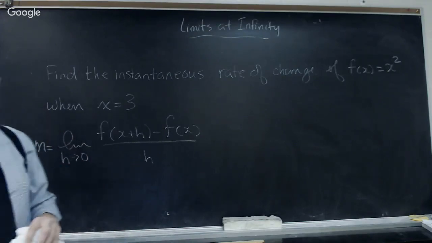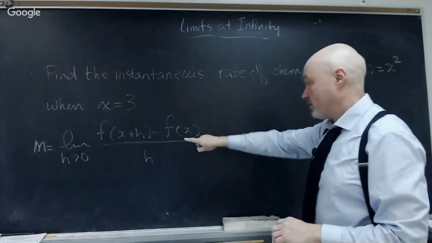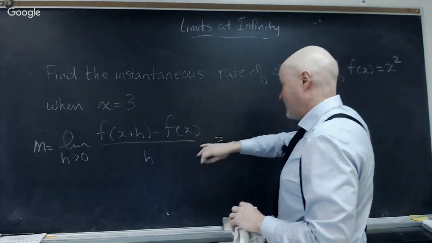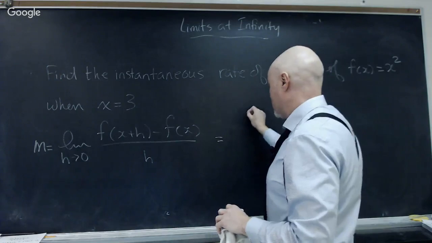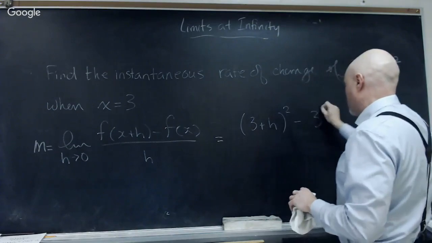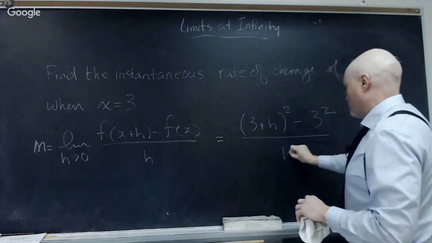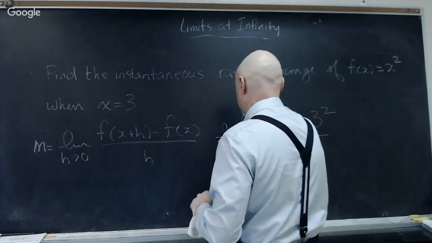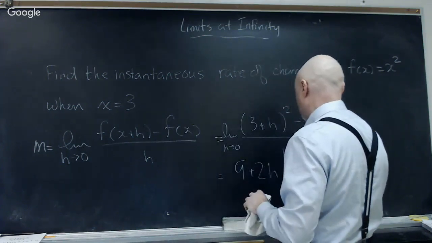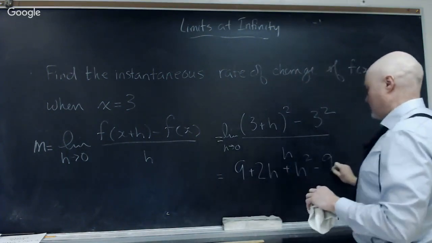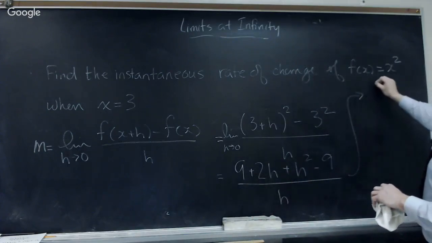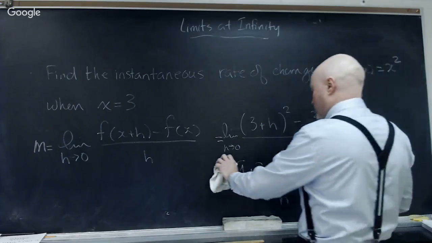Yes. So take the limit as h goes to 0 of f at x plus h minus f at x. And so that becomes, when x is equal to 3, 3 plus h squared minus 3 squared all over h. And we're taking the limit as h goes to 0 of that. So it becomes 9 plus 2h plus h squared minus 9 all over h, which becomes, I didn't put my limit in.